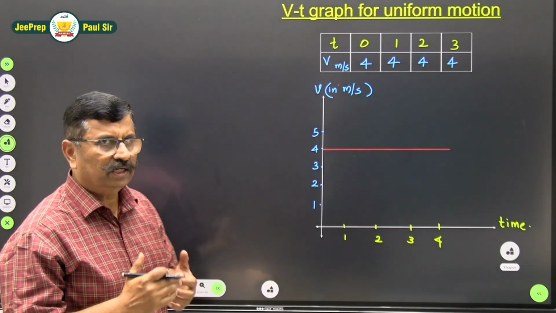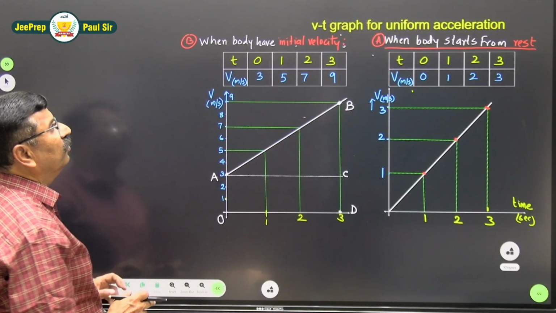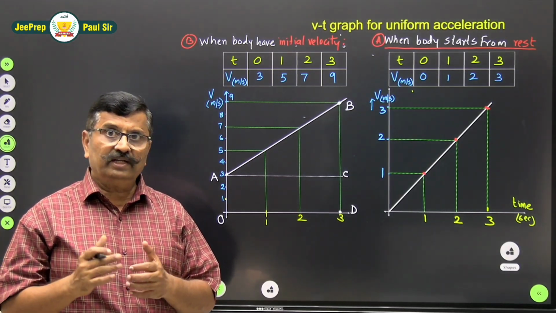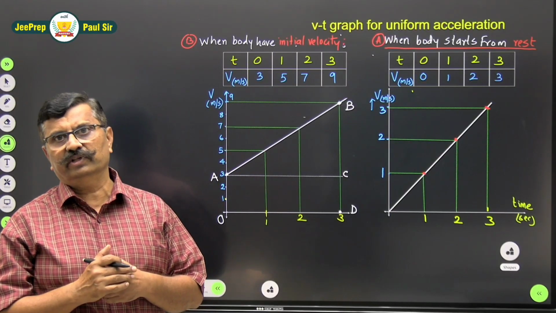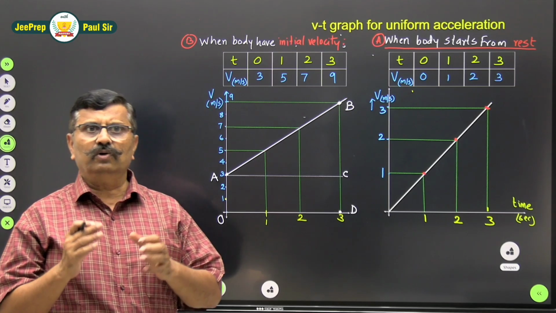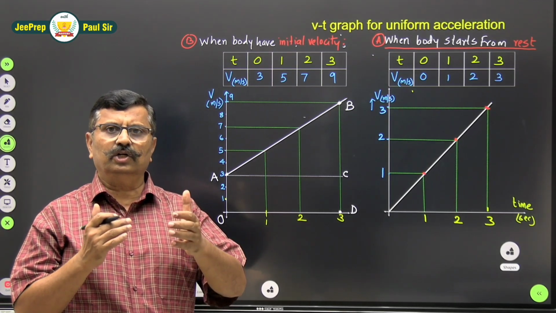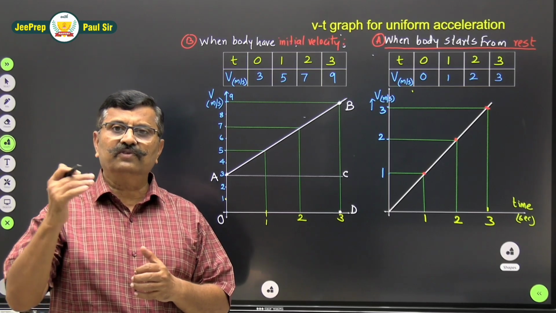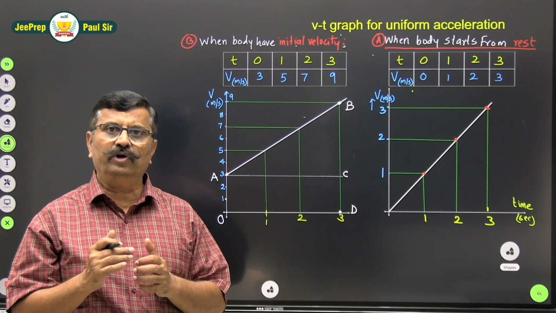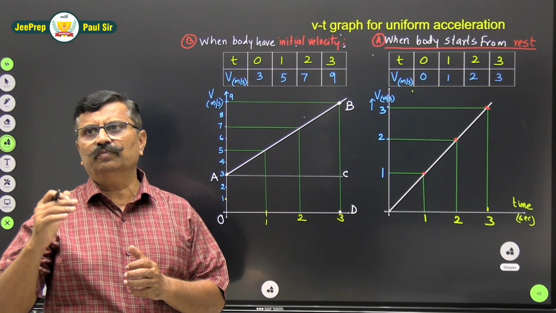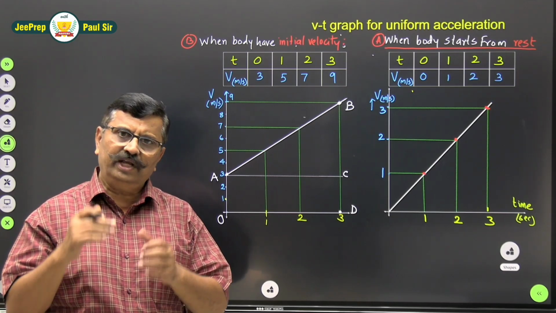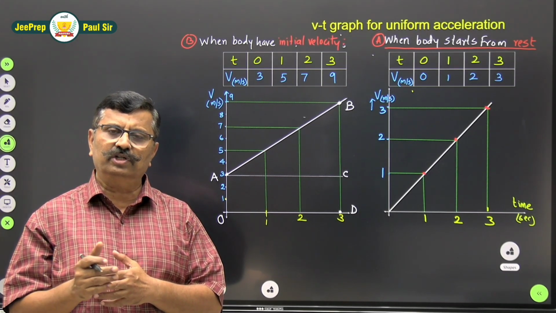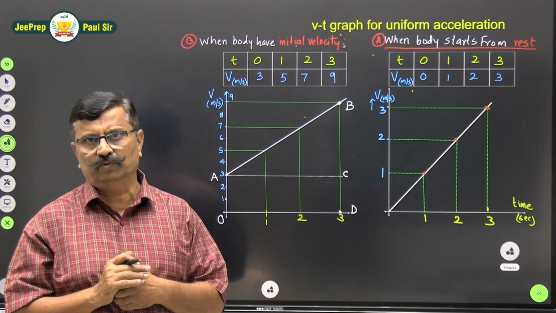Now next let us see the velocity time graph for the uniform acceleration. What do you mean by acceleration? A rate of change of velocity with respect to time. Now let us study, there are two graphs for this uniform acceleration: when the body starts from a rest position, and when the body starts from a certain position where the body actually has certain velocity. We'll call that velocity the initial velocity because we are treating that as the initial position.